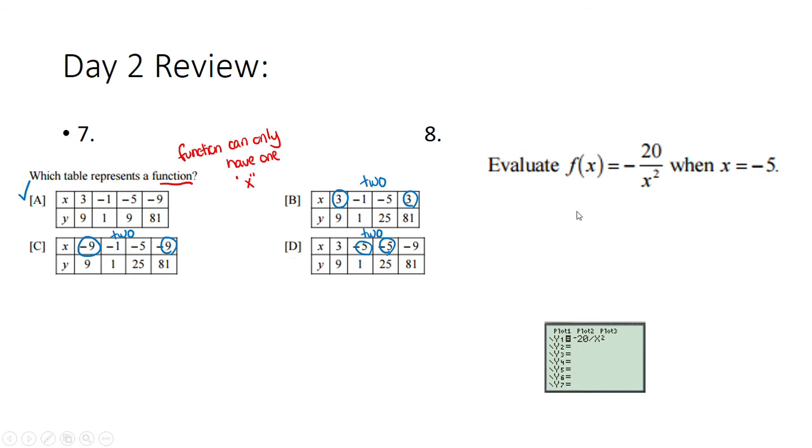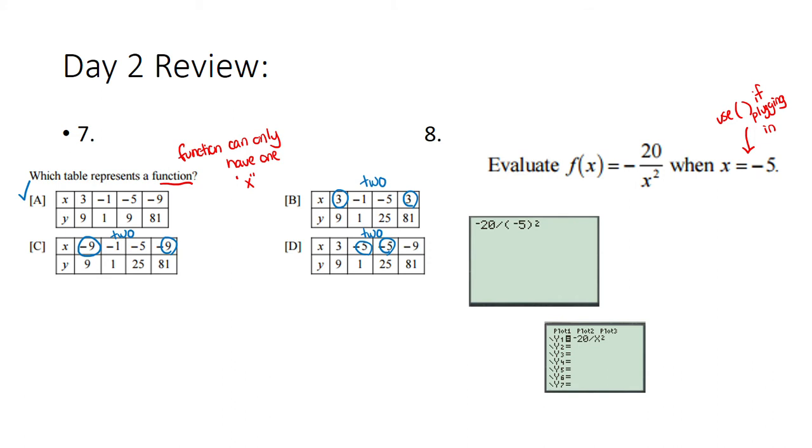Okay, number 8 is another function notation, but this time they gave us a negative number for x. So we have to be careful here. When we plug in a negative number, and really it's a good idea to do it anytime, we need to plug in parentheses when typing in x. So if I was to type it in my calculator, I would need to type in as -20 divided by parentheses -5 divided by 2.